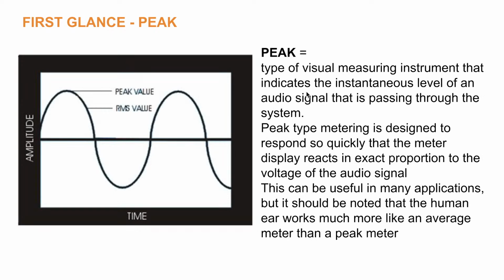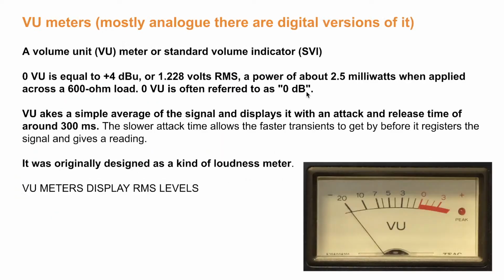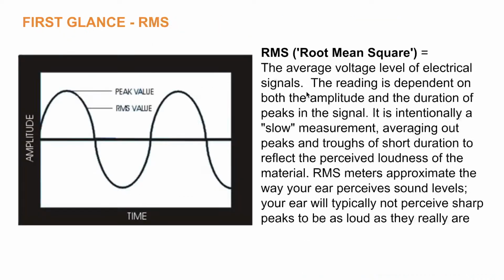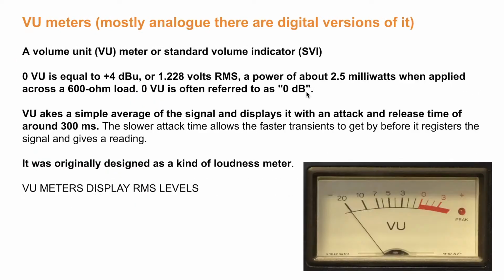And then on peak, let's see what it says here. It's a type of visual measurement instrument that indicates the instantaneous level of an audio signal that is passing through the system. So photo versus video. Nothing new there. So let's discuss one second. When we were talking about meters up here, I showed you a whole bunch of meters. So let's quickly run through each one of these.